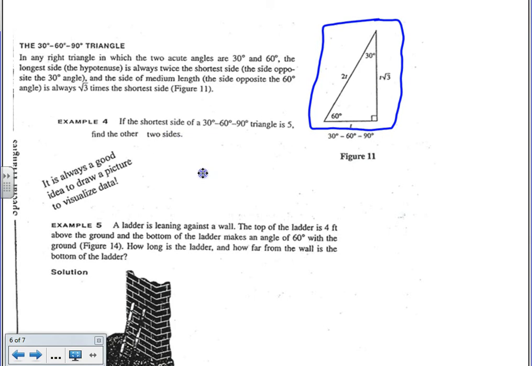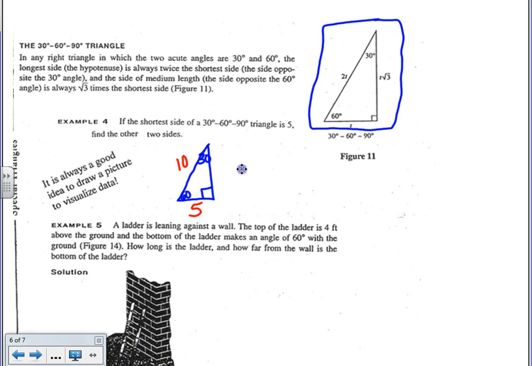So the question on example 4 is, if the shortest side of a 30, 60, 90 is 5, find the other 2 sides. Well, I always like to have a picture, and even though my pictures aren't pretty, I'm going to draw it anyways. So I'm going to label that this is the 30 and this is the 60. So the question is, if we know the shortest side is 5, the shortest side would be down here. Now if I look at my pattern, the 5 is now the t.